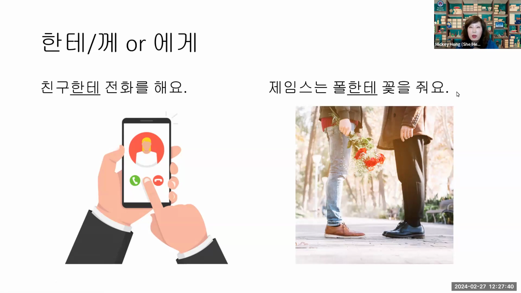제임스는 폴한테 꽃을 줘요. So Paul is the recipient. James is doing the action, so he's the topic or the subject. 제임스는 폴한테 꽃을 줘요. James is giving the flower to Paul.